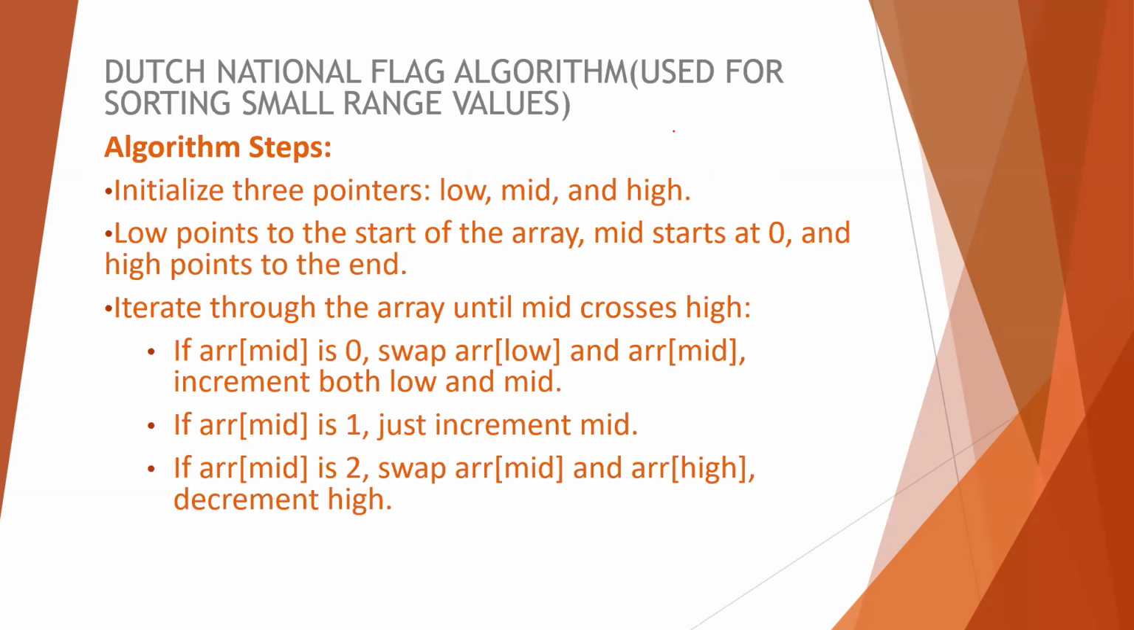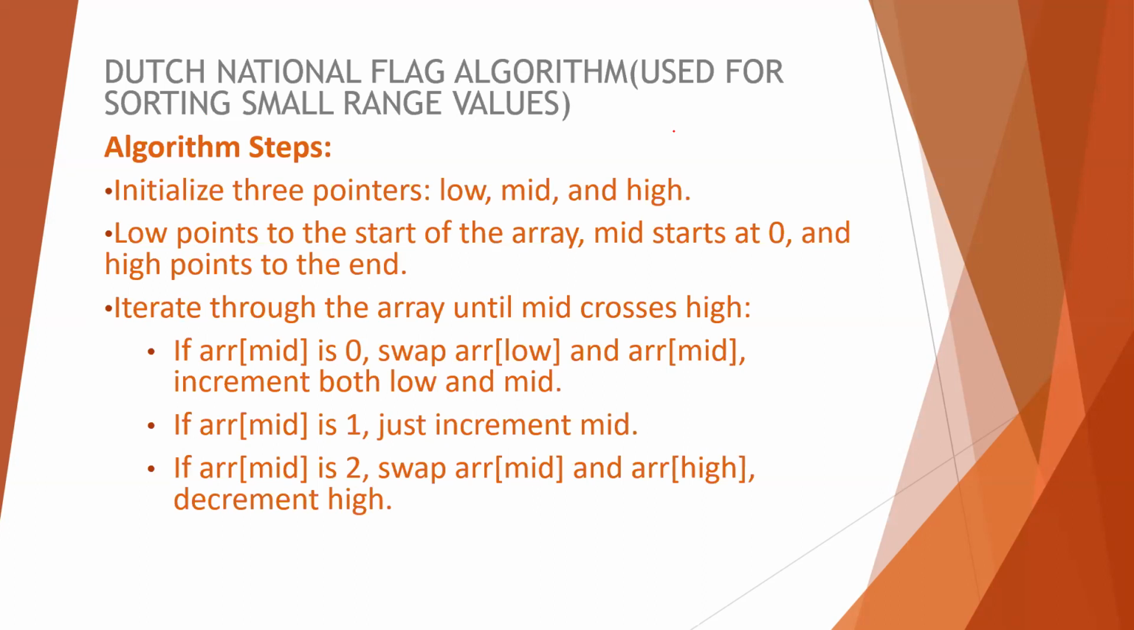So if ARR of mid is 0, then we will swap ARR of low with ARR of mid and increment both low and mid pointers. If it is 1, we will just increment mid. If it is 2, then we will swap ARR of mid and ARR of high and just decrement high. We will not increment mid this time.